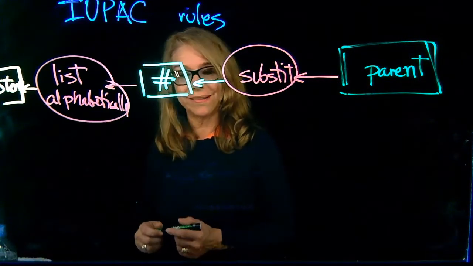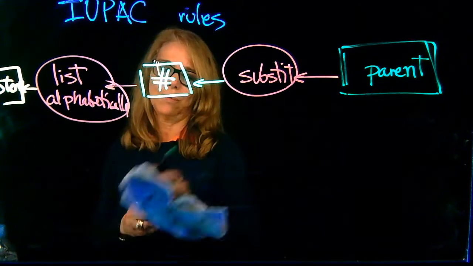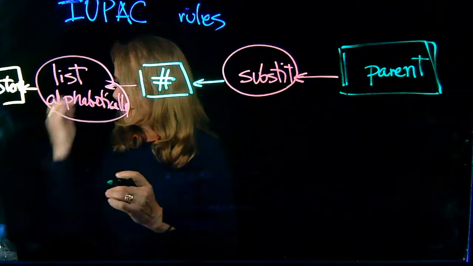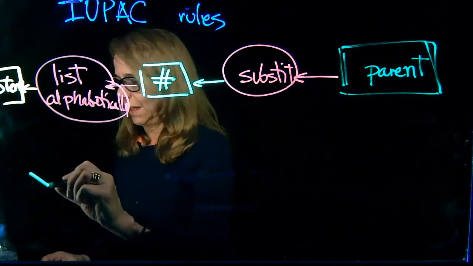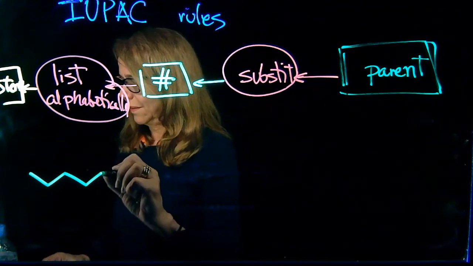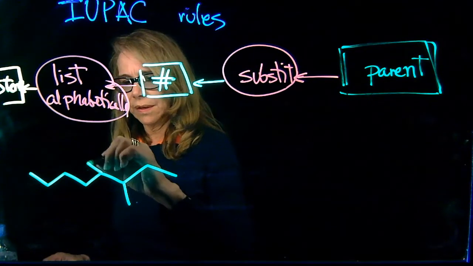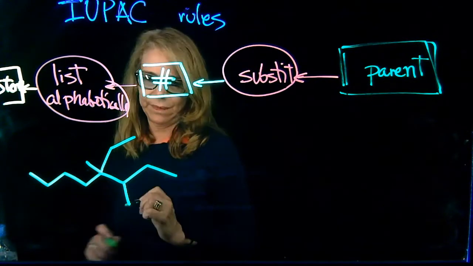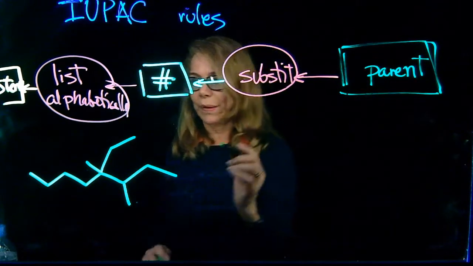We're doing more examples of naming alkanes with more than one type of substituent. So let's say that I'm going to draw a structure here, my line structure. And I am adding this. So now, first step, as we did before, is choosing the parent chain.